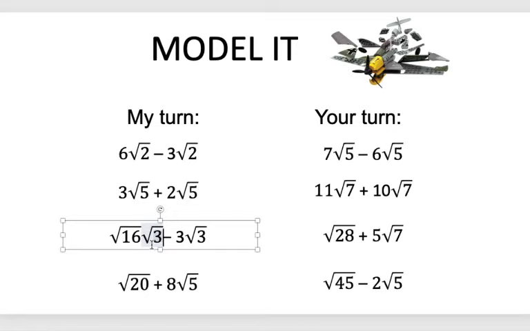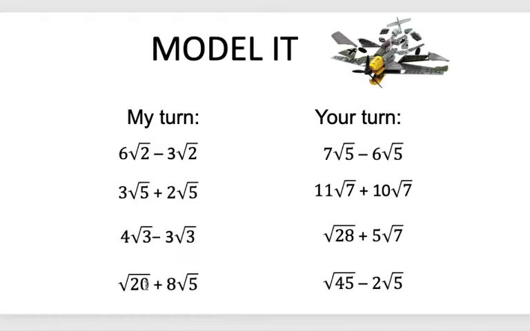So the square root of 48 is the same as the square root of 16 times by the square root of 3. The square root of 16 is 4, so now you can see that by simplifying that first surd, we've now got it in terms of root 3, and 4 root 3 minus 3 root 3 is then 1 root 3, or just root 3.